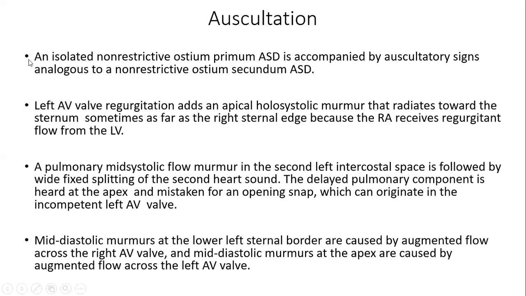Coming to auscultation, in an isolated non-deficient primum ASD, the auscultatory findings are analogous to the ostium secondary ASD. If there is an AV valve regurgitation, then we can hear a holosystolic apical murmur that is heading towards the sternum, and sometimes up to the right sternal edge also. And there is a pulmonary mid-systolic murmur seen both in AV septal defect and ostium secondary ASD, with wide fixed splitting of the second sound. Sometimes the pulmonary component is heard at the apex and mistaken for an opening snap, which can originate in case of incomplete AV canal. And there can be a mid-diastolic murmur at the left sternal border caused by augmented flow across the right AV valve.